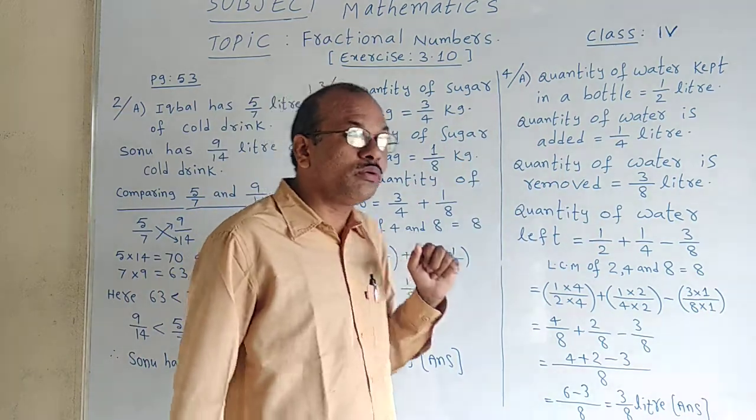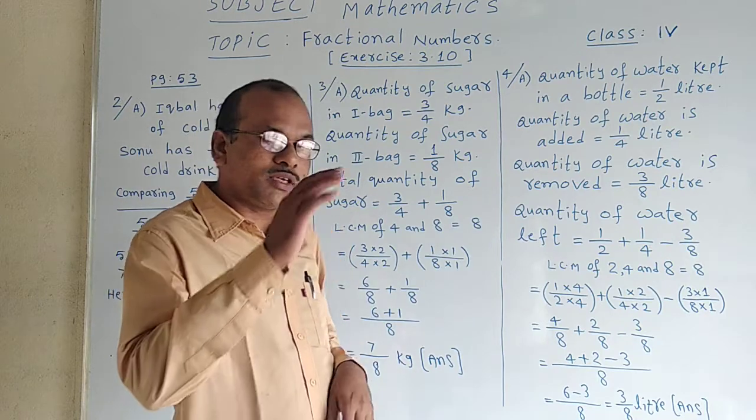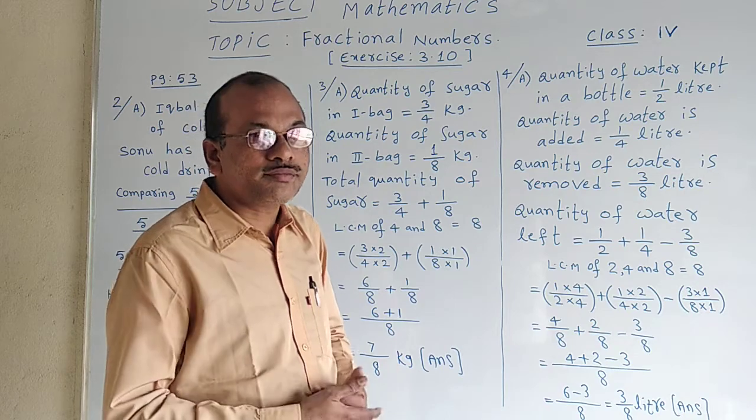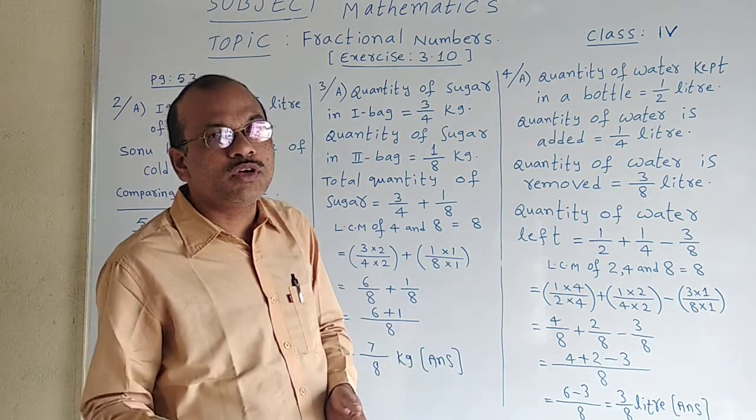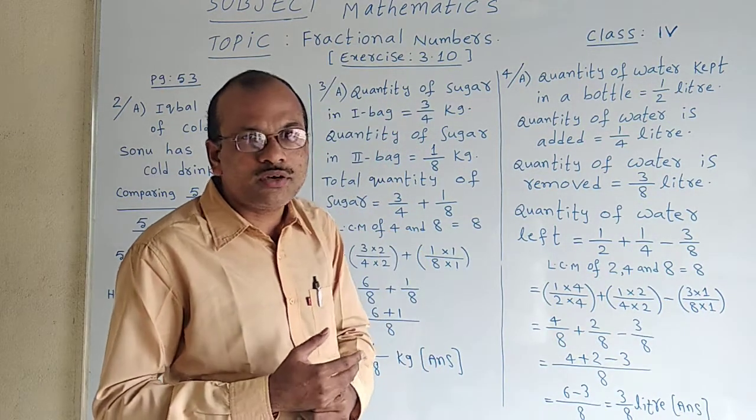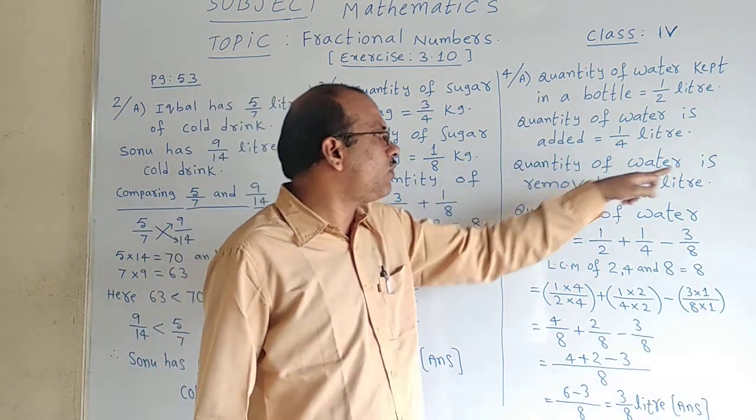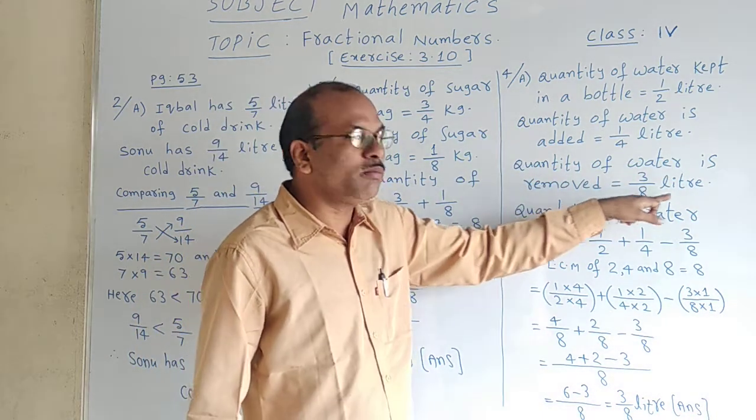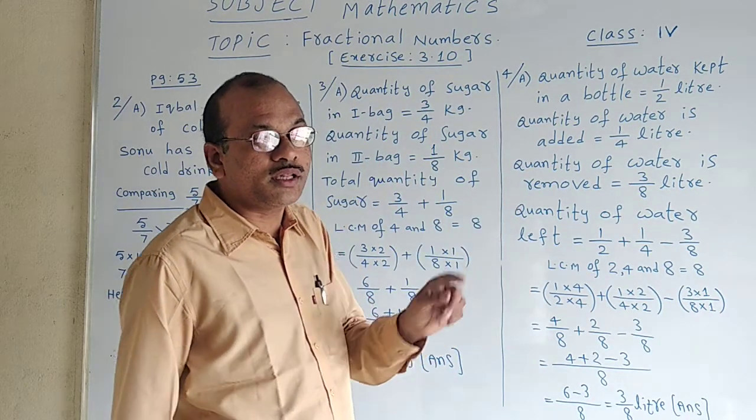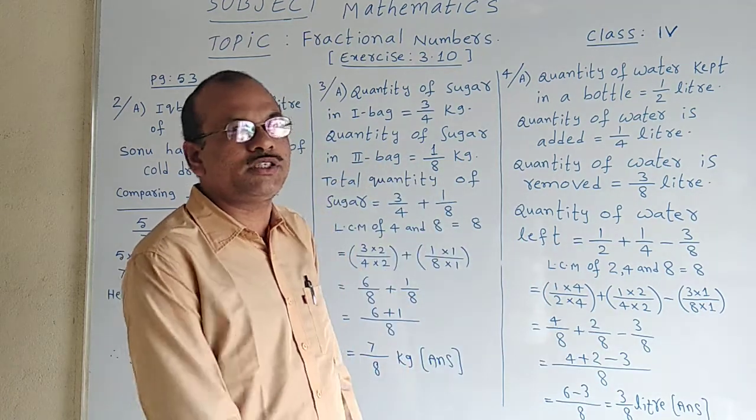Afterwards they also said some quantity of water is removed from the bottle. First some water was there. Again some water is added. Then the third time some water is removed. In the case of removal, we have to subtract. So that's why we will subtract. Quantity of water removed is equal to 3 by 8 liter. Is it clear, students? 3 by 8 liter is given in the question. That is the part of the water that is removed from the bottle where it already existed.